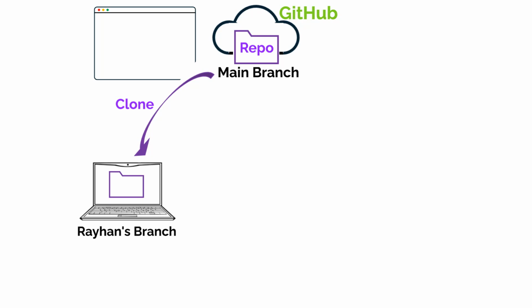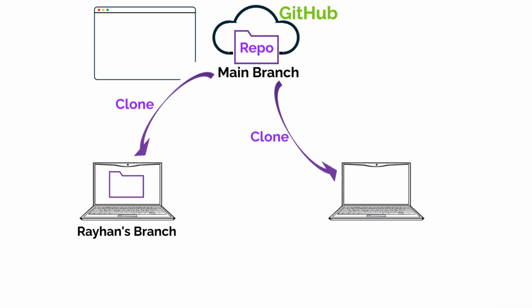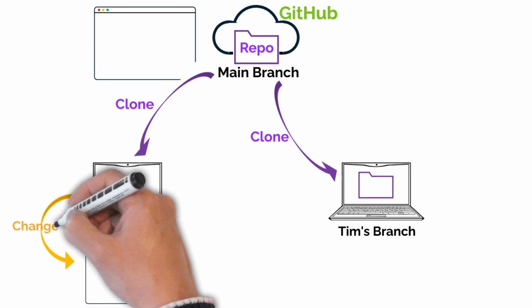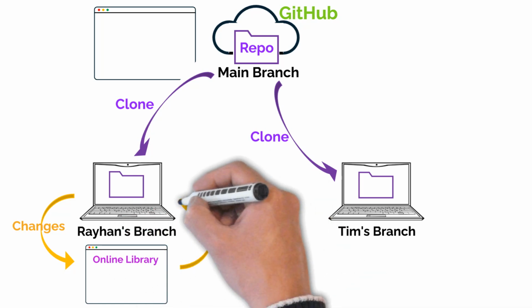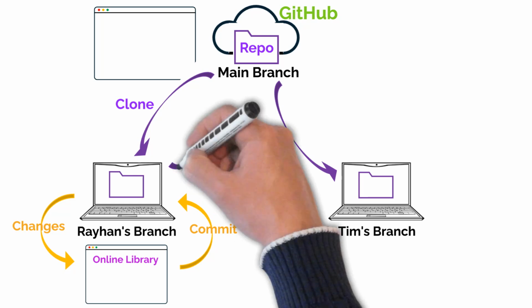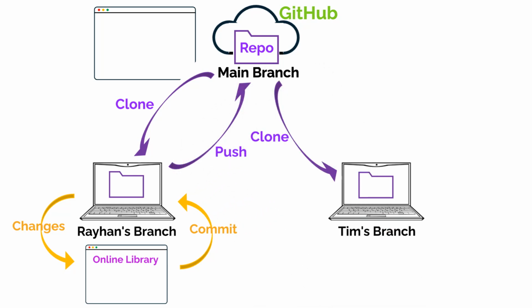At the same time, Tim also wants to contribute to the project, so he also clones the repository onto his local machine and creates his own branch, which he calls Tim's branch, to work on his changes separately. Now both of us have a working copy of the project on our machines and can make changes independently. On my local copy, I make some updates to the homepage and decide to create a pink title. Once I'm happy with my changes, I commit the changes to Rehan's branch and push my branch to the GitHub repository, and finally merge my branch into the main branch, so my changes become part of the main project.